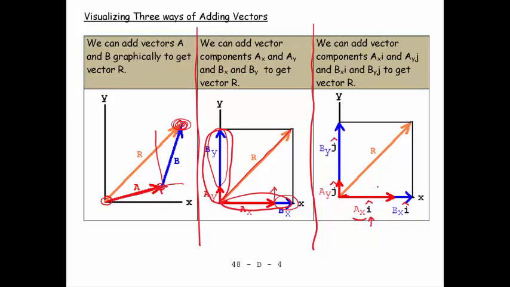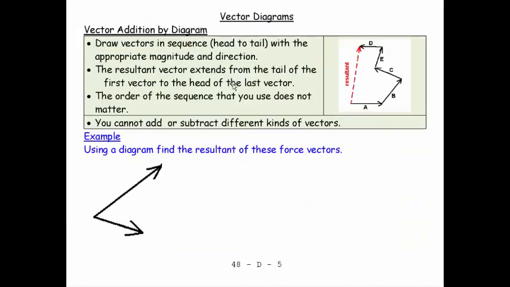I always found for 2 dimensions it was just as easy to do things in components as it was to do things in IJK notation. But for 3 dimensions, IJK simplifies the way you write things down, and so for that reason it's very beneficial. Let's do some examples. Vector addition diagram. For a vector addition diagram, we draw vectors in sequence, head to tail, with the appropriate magnitude and direction. The resultant vector extends from the tail of the first to the head of the last. The order sequence does not matter.